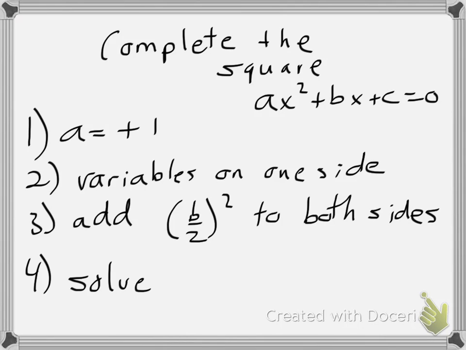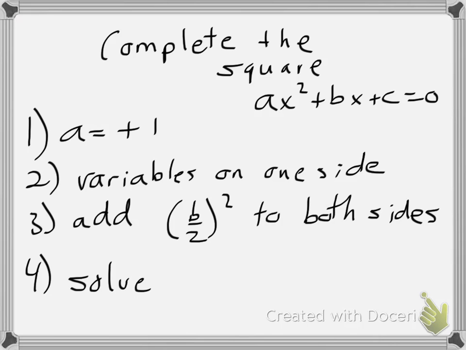Hello everyone. In this example, I'm going to look at completing the square of a quadratic formula. Recall, for completing the square we have four main steps to review. For the quadratic equation, ax squared plus bx plus c equals 0, to complete the square we want the leading coefficient, our a value, to be positive 1.